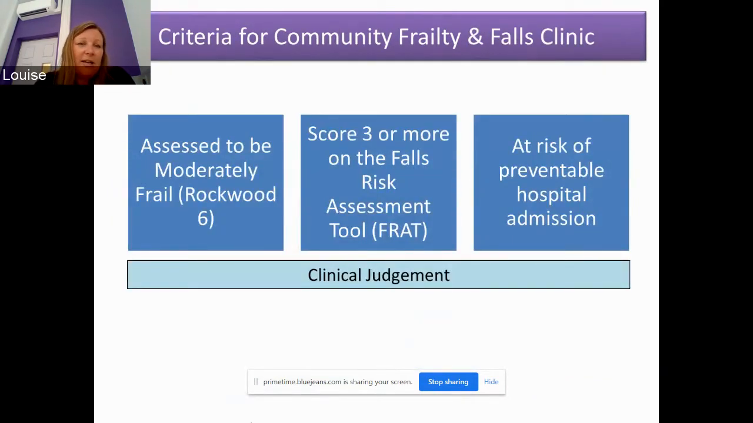We've got some criteria. The Falls and Frailty Clinic is specifically set up for people who have moderate frailty, so a Rockwood of at least 6, that are scoring at least 3 on the Falls risk assessment tool and are at risk of a preventable hospital admission. I feel it necessary to clarify, when we talk about preventable hospital admission within this service, we're talking about longer term hospital admission. We're not talking about imminent going to hospital today, tomorrow or the next day.